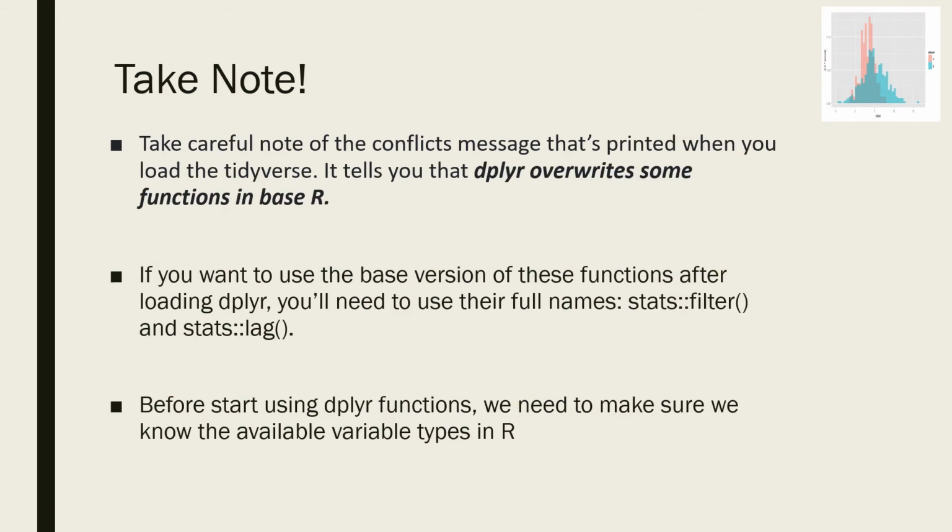What's important to note is the conflicts message that's printed when you load the tidyverse. It tells you that dplyr overwrites some functions in base R. If you want to use the base version of these functions after loading dplyr, we're going to have to use their full names. So we would write in our console or in our script stats::filter or stats::lag, because the filter function and the lag function will be understood, if not specified, to belong to the dplyr library. So before we start using dplyr functions, we're going to need to make sure we know the available variable types in R. So let's get with that.